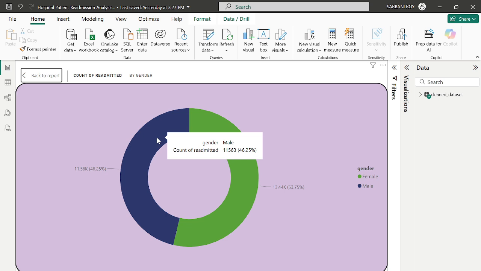Now, this visual helps the hospital to understand the gender patterns in readmission. It supports gender-based follow-up strategies, chronic disease management programs, personalized health education, resource allocation based on demographics and demand. If females form a larger part of the readmission numbers, the hospital can introduce focused counseling, wellness programs, and post discharge follow up targeted towards the female patients.